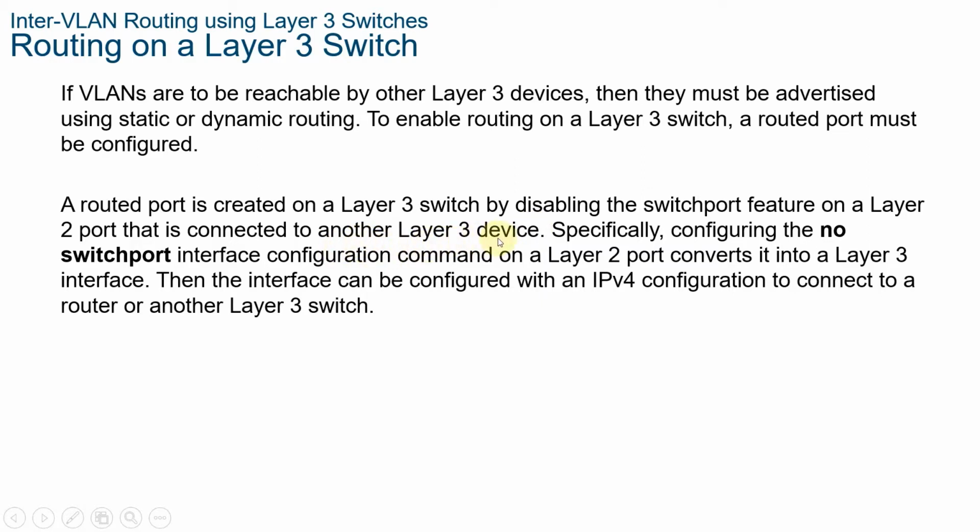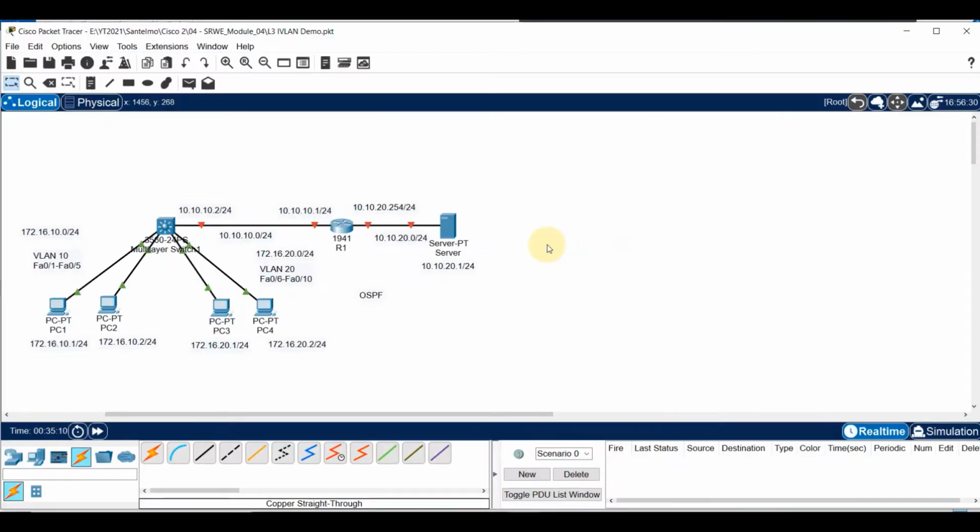Specifically, configuring the no switchport interface configuration command on a layer 2 port converts it into a layer 3 interface. Then the interface can be configured with an IPv4 configuration to connect to a router. Alright, so let's have a routing scenario on a layer 3 switch.